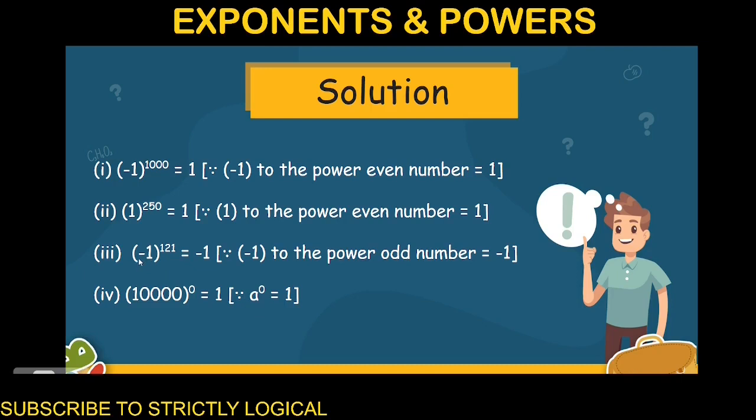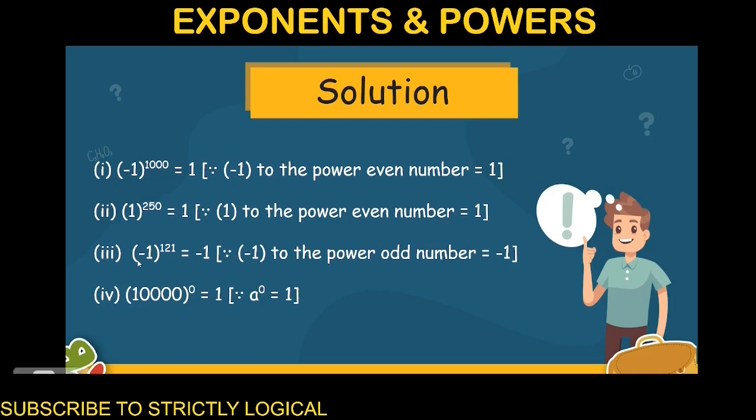Again, next third example is minus 1 to the power 121. You can notice that our base is minus 1. Base is negative this time, but the power is an odd number, which is 121. Its final answer will always be equal to minus 1. And why so? Because a negative number taken to an odd power gives a negative result, because after cancelling there will be one negative sign left over.